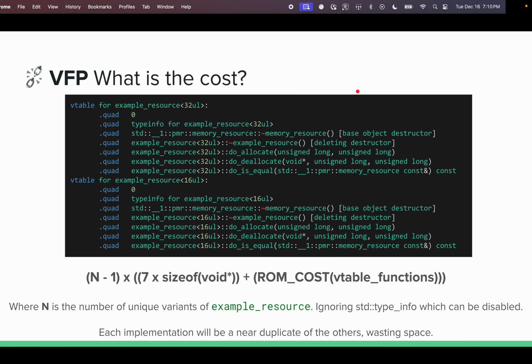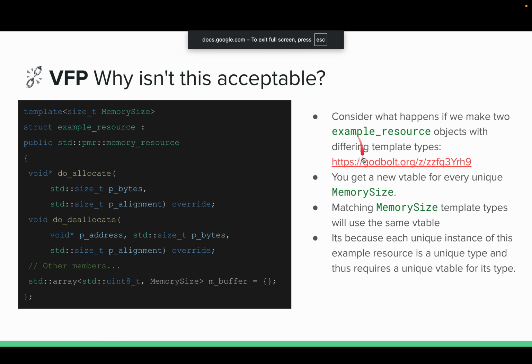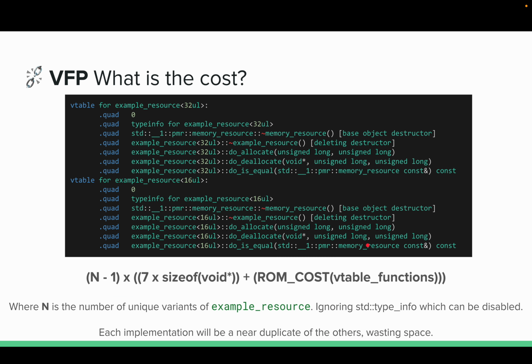Let's go back. Yeah, so you get a new VTable for every unique memory size. I already said that if they're matching, then they get the same VTable. And yeah, I kind of already explained this bit. And then here's the cost.